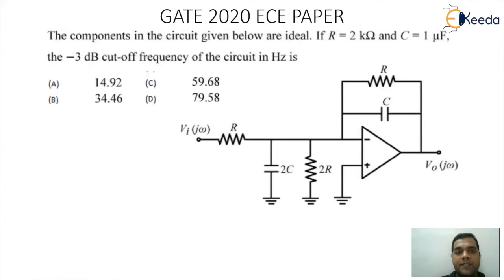Again, this is from the GATE 2020 EC paper. Let's have a look at the question. The question says, the components in the circuitry shown are ideal. If R is equal to 2 kilo ohm and C is equal to 1 microfarad, the 3 dB cutoff frequency of the circuit in hertz is.